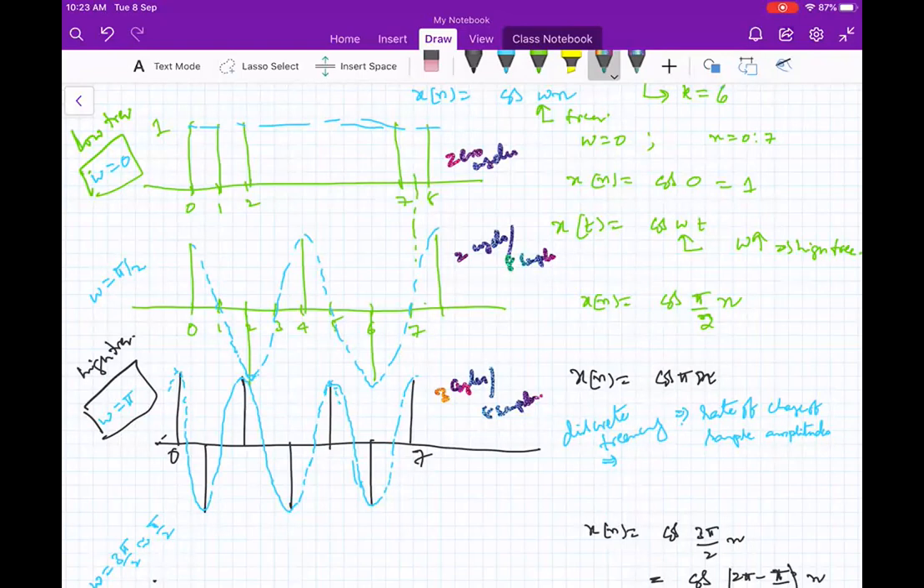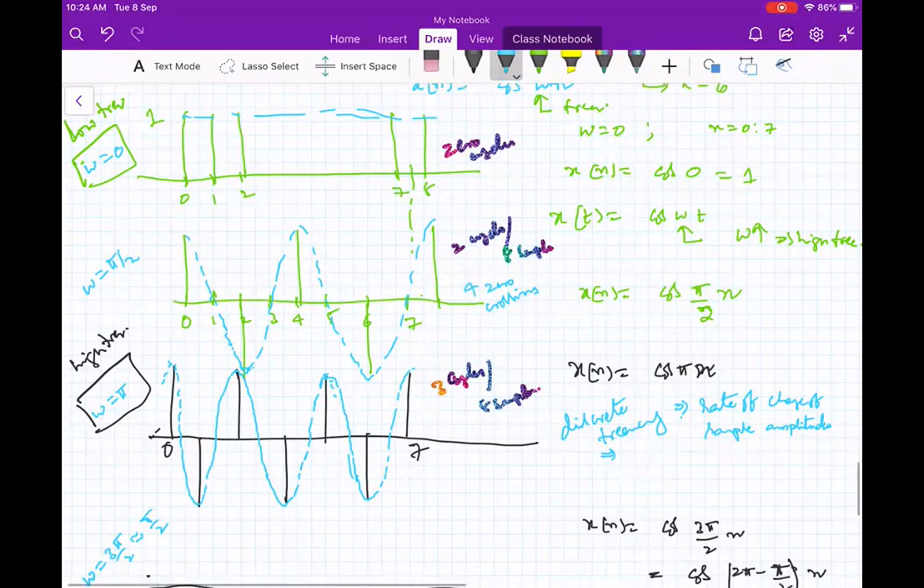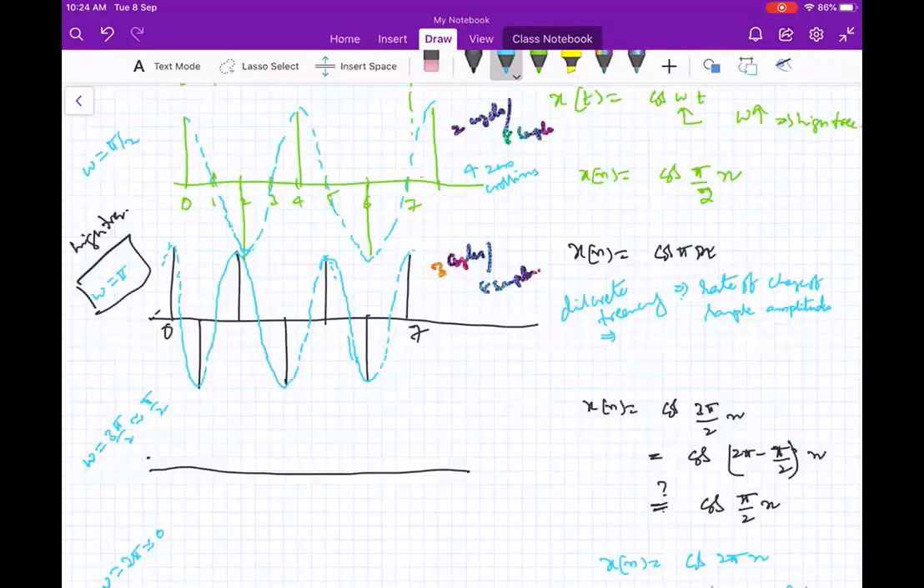See, continuous signal, did it cross 0? 0 means the 0 axis. In the first case, no, sir, it didn't cross at all. In the second case, how many times did it cross? 1, 2, 3, 4 times. Here you can consider 4 zero crossings. In the third signal, how many zero crossings are there? 6, sir. 1, 2, 3, 4, 5, 6. 6 zero crossings.